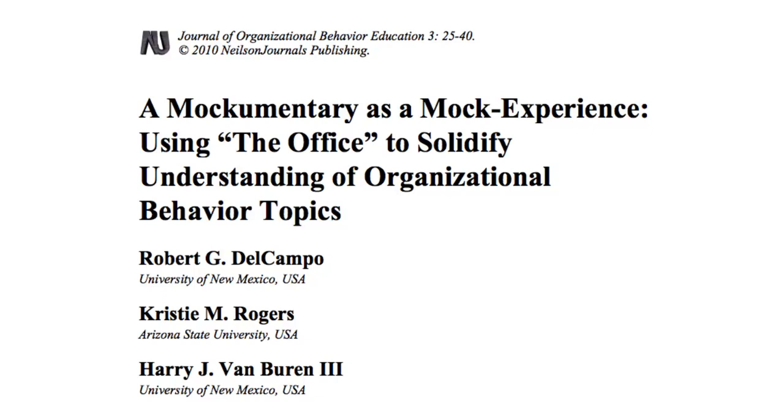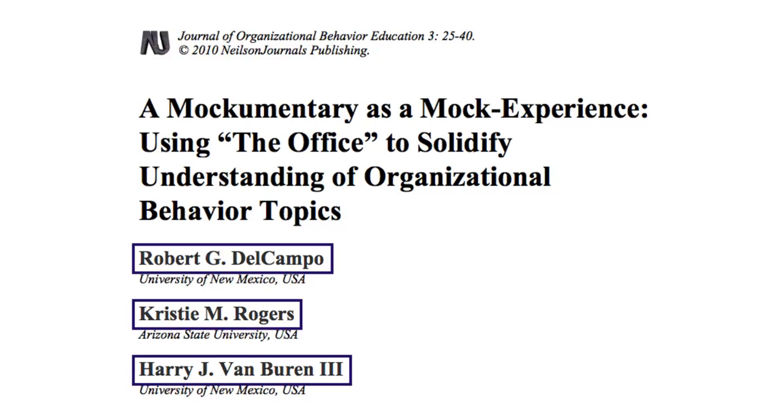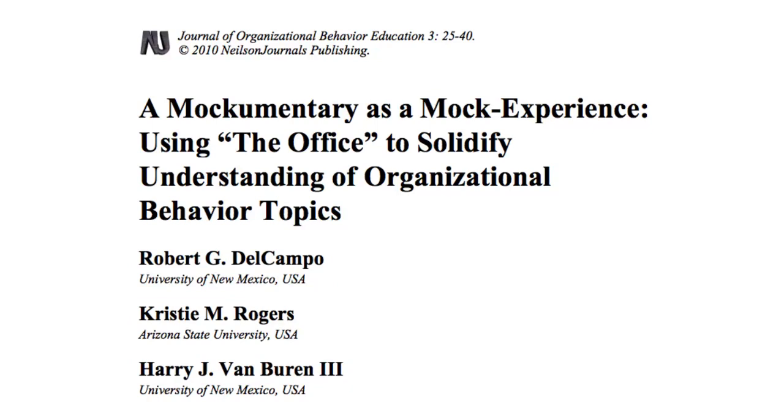We can see the journal title at the very top of this page, the Journal of Organizational Behavior Education. Right next to that, we have the volume number, volume 3, and then the page range of the article, pages 25 through 40. Just below that, we have the date of publication, which is 2010. Underneath all of that information, we have the title of the article. And just below that, we have the names of all three authors, as well as what universities they work for. If a DOI exists, it will usually be at the bottom of the first page of the article. In this case, I have no DOI, so I will need to use the permalink.